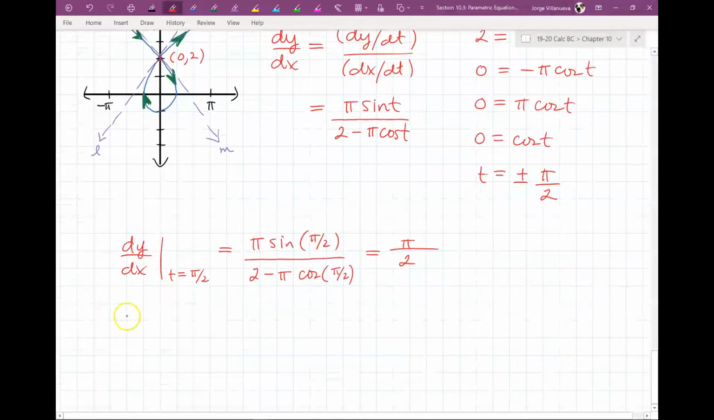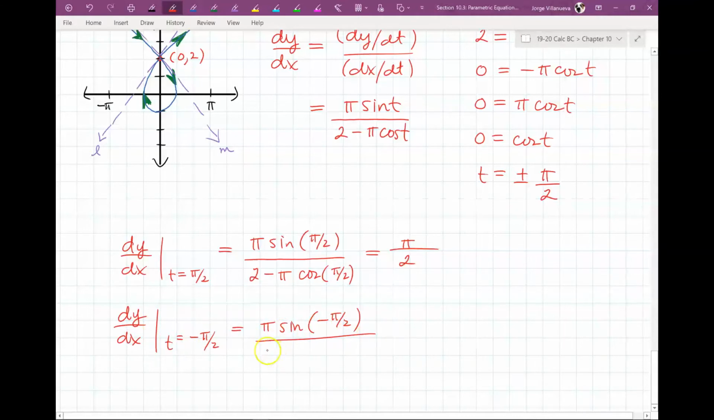So dy/dx when t equals negative pi over 2, that's pi sine of negative pi over 2 divided by 2 minus pi cosine of negative pi over 2. Well, sine of negative pi over 2, or if you want to call it 3 pi over 2, is negative 1. So this would be a negative pi. The bottom is still 0, so 2 minus 0, so that's 2. So those are my two different slopes. So I have two different equations, both with different slopes.